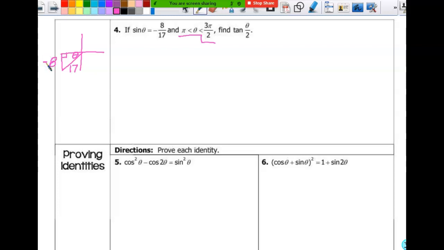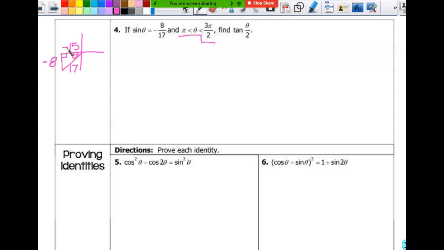I can do Pythagorean Theorem here to find x, but this is a Pythagorean triple. It's okay if you don't know your triples. If you don't know your Pythagorean triples, then you need to know your squareds so that you can square 17 easily and get through Pythagorean Theorem quickly. But when you do, it's 15. And then since I'm in the third quadrant, it has to be negative.